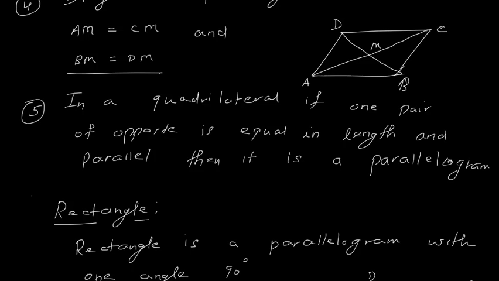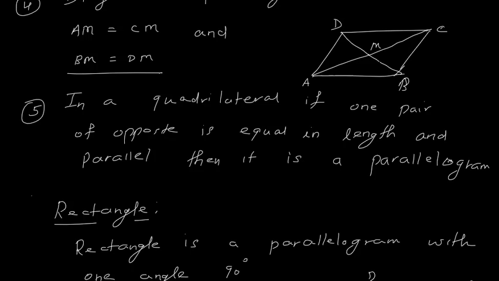We have seen the properties of parallelogram. Then we have discussed about rectangle. All rectangles are parallelogram. They satisfy all the properties of parallelogram. Apart from that, one angle, or you can say that each angle of rectangle is 90 degree. When it is rectangle, one more condition it satisfies, that diagonals are equal in length. Next, we discussed about rhombus. Rhombus is also a parallelogram with all sides equal. When it is rhombus, then it satisfies one more property, that its diagonals are perpendicular bisector of each other.